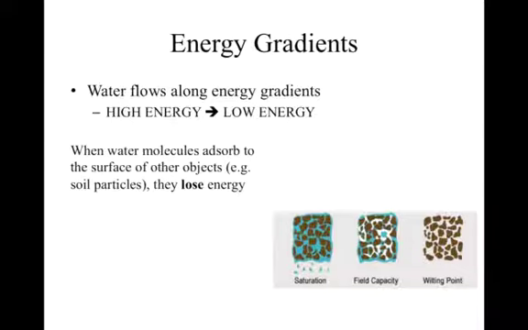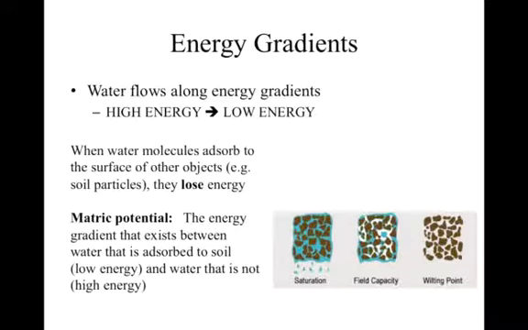All right, finally, another example of where water flows from a high energy state to a low energy state is in soils. When water molecules adsorb to the surface of objects, for example, soil particles, they lose energy. What does that mean? Well, that means that water that is not adsorbed is higher energy, and water that is adsorbed is lower energy. And this ultimately results in what we call matrix potential, which is the energy gradient that exists between water that's adsorbed to soil in its low energy state and water that's not adsorbed to soil in its high energy state.